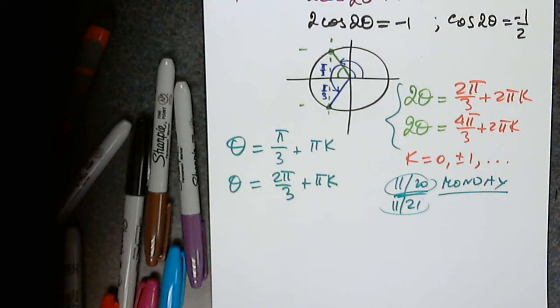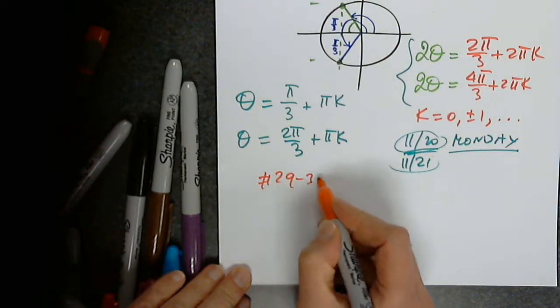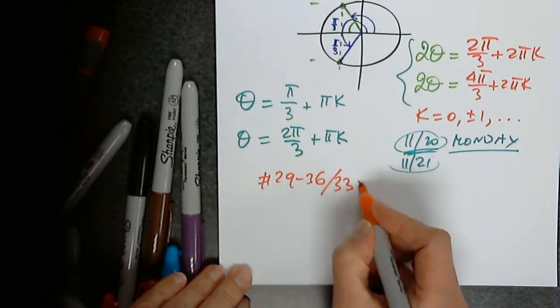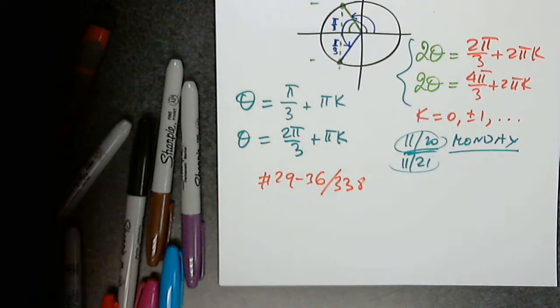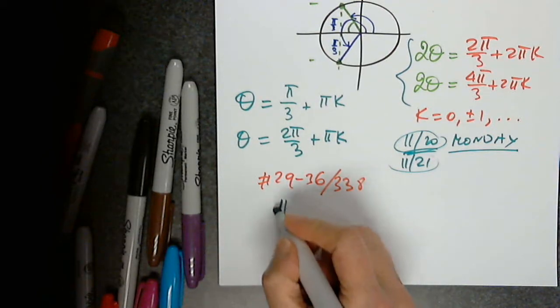Problems 29 through 36 on page 338. Let's choose something that catches your eye. Of course, these are totally different from the ones we looked at before. So let's choose one. I'll choose 31, and then you can choose another.